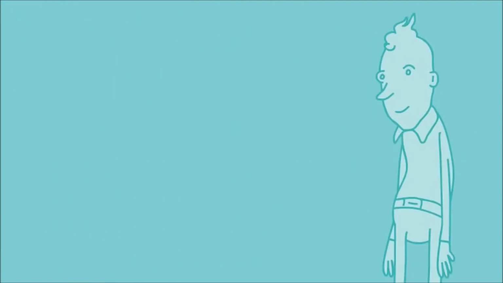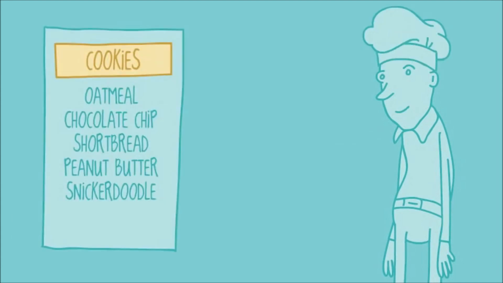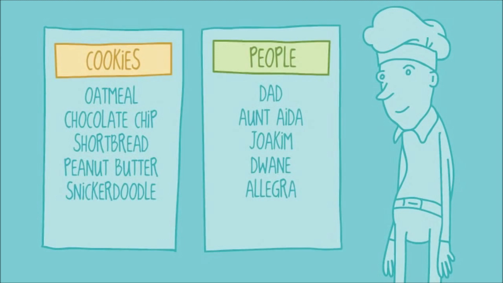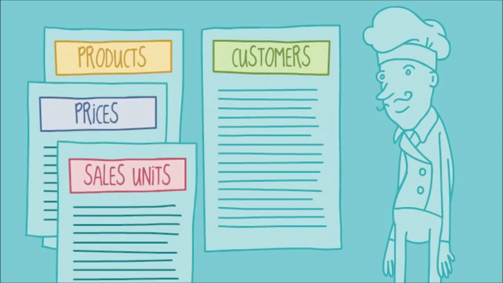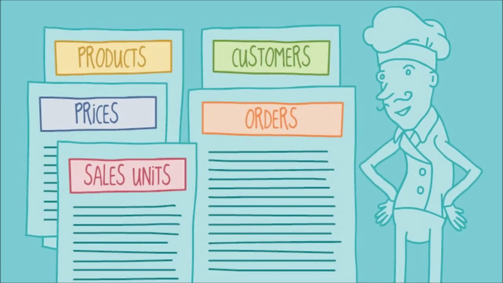Let's take a look. Say you're a hardworking amateur baker. You might decide to keep a database of all the cookies you know how to make and the people you make them for, your friends and family. A simple database because it only contains 2 lists. If you were a professional baker, your database would contain more. You'd have products and customers, and other things to keep track of like prices, sales units, and a list of orders.